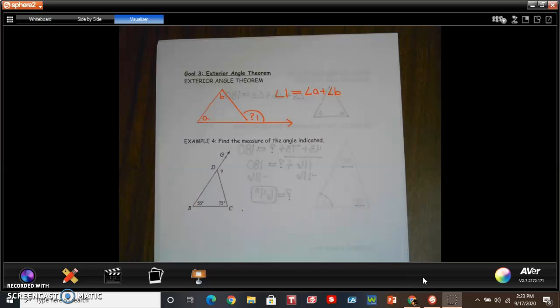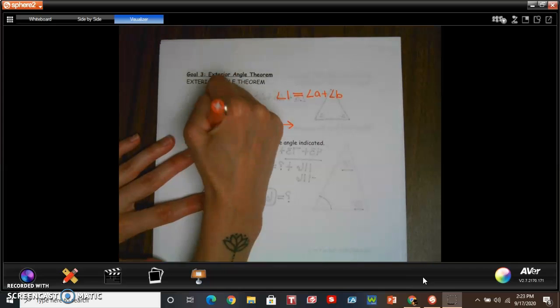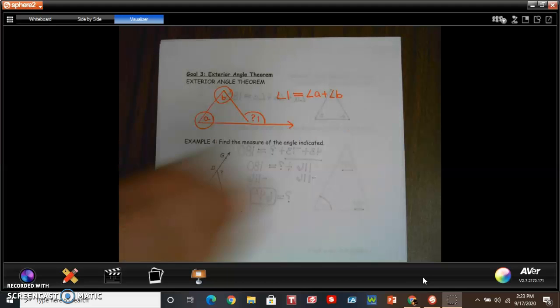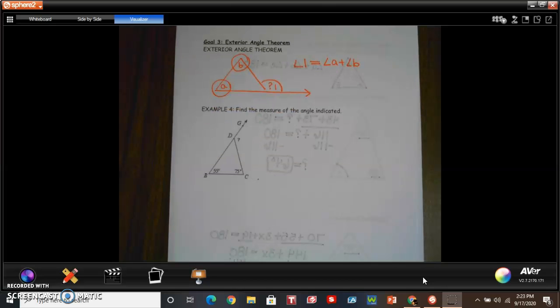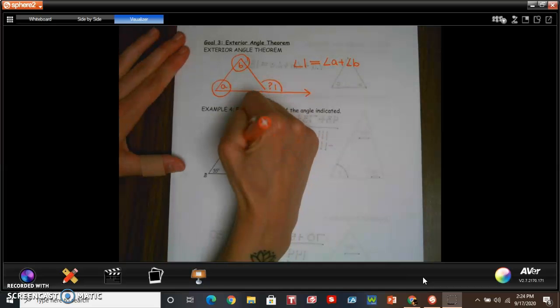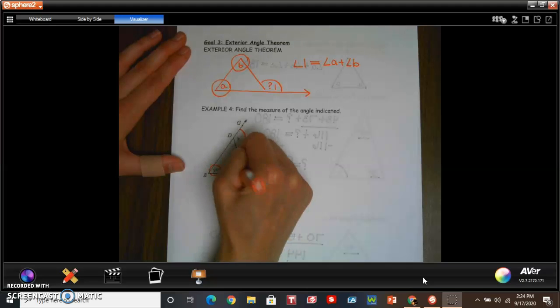So what I tell my kids is to arch your outside and circle your insides. So the arch is equal to the circles added together. So let's do an example. All right, we want to find the indicated angle. So we're going to arch our outside, circle our inside.